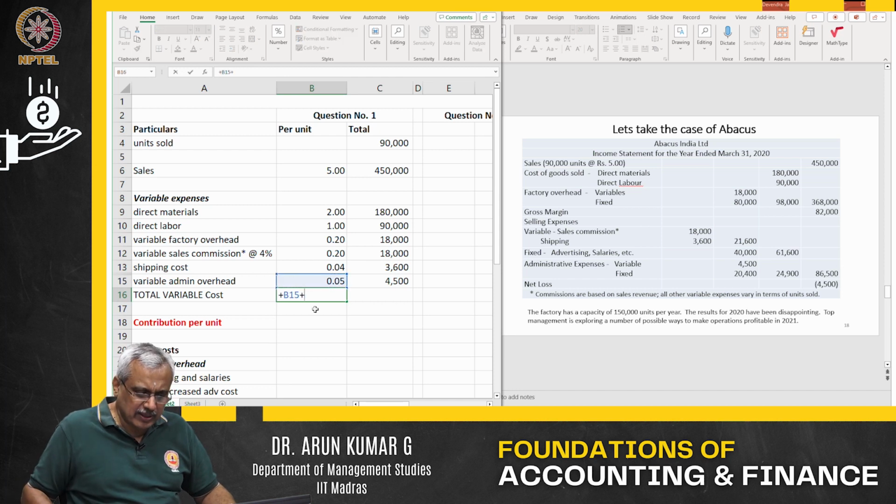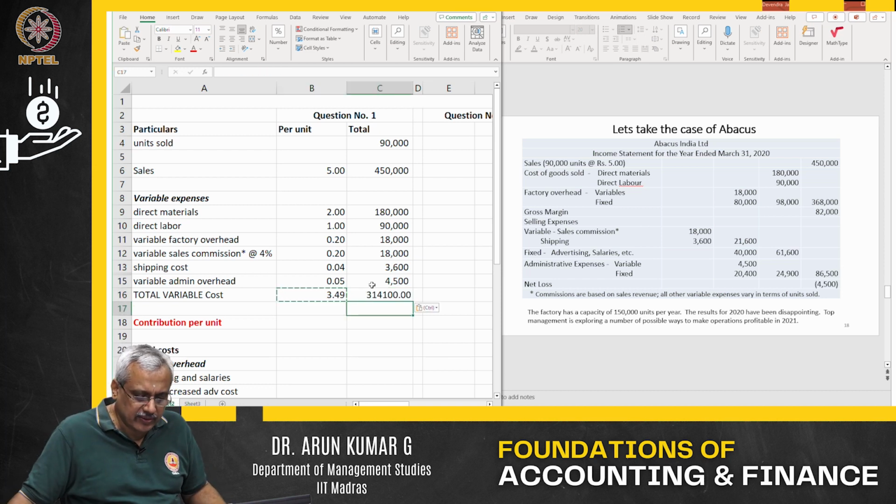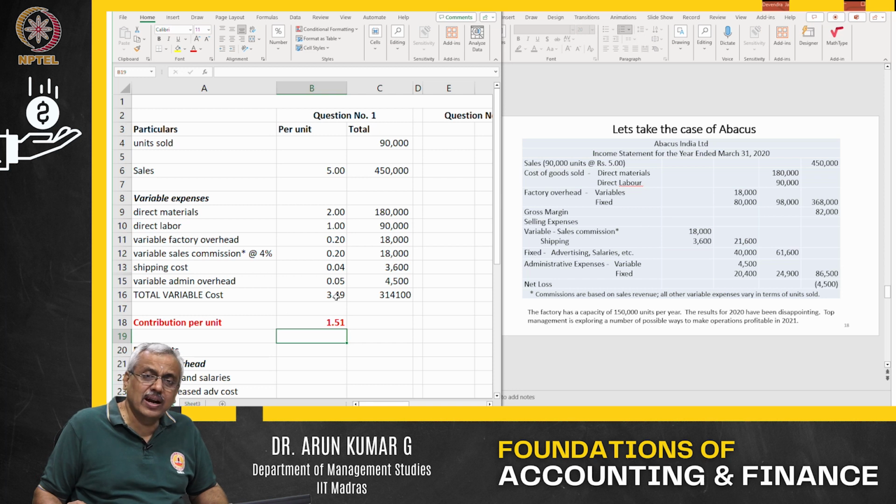Now, let us say total variable cost in this particular case. Let me just take that. My total variable cost here is 3.49. I am just going to copy it and paste it out here. That is the number out here. So, what is the contribution per unit? Contribution per unit is $5 minus the total variable cost. This is what is going to be the contribution per unit.